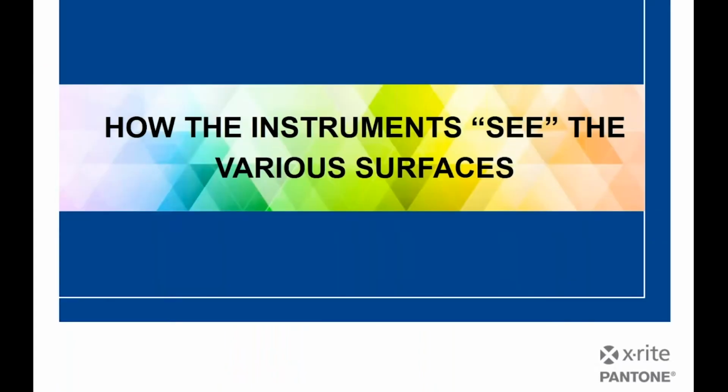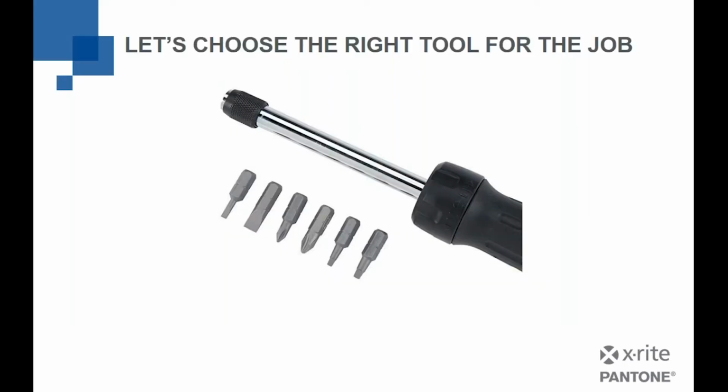All right, so now we're going to move on to the real crux of this. We understand a bit about the different kinds of surfaces. We understand a bit about the different kinds of instruments that we could use to measure those surfaces. Let's talk about how those different instruments see those different surfaces. In other words, let's choose the right tool for the job. And just like a modern screwdriver may have multiple interchangeable heads we can put in it to do different things, instruments, color measurement devices, spectrophotometers, they all measure color, but they're designed for specific uses.